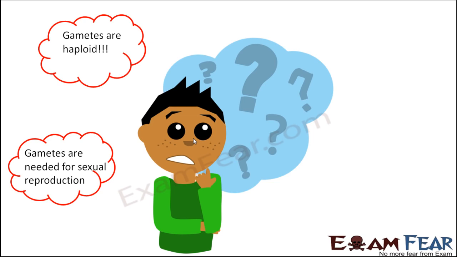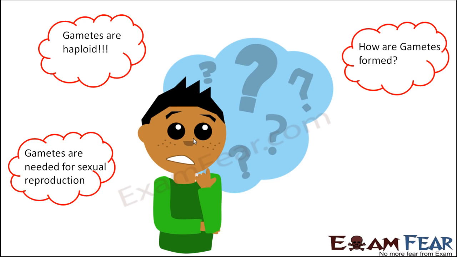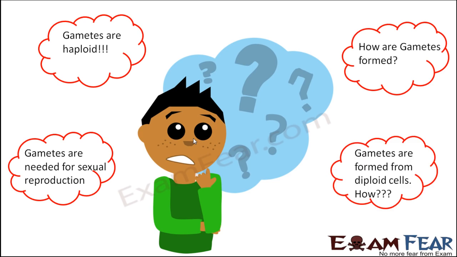But animals have haploid sex cells. So from where do these sex cells come? So how are these gametes formed? Now gametes are formed from diploid cells. How? Because we know all other body cells are diploid. So if gametes are formed from some other cell, that means it is formed from diploid cell. Now the question is, how are haploid cells formed from diploid cells? So that is a question, because mitosis doesn't ensure that conversion. So for that, meiosis came into picture.